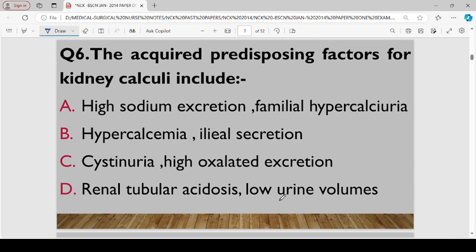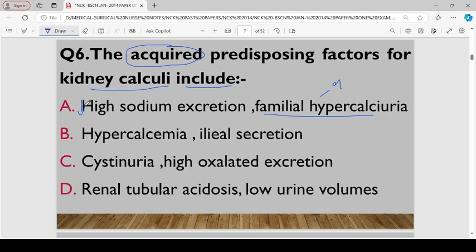The acquired predisposing factors for kidney calculi include the kidney stones, right? And it has to be acquired, not genetic. High sodium excretion, familial hypercalciuria. Familial hypercalciuria can cause, but it is genetic, it's not acquired. High sodium excretion: when you have high sodium excretion or elimination, it also follows with calcium. So actually this one will reduce, right? It does not predispose someone to stones.